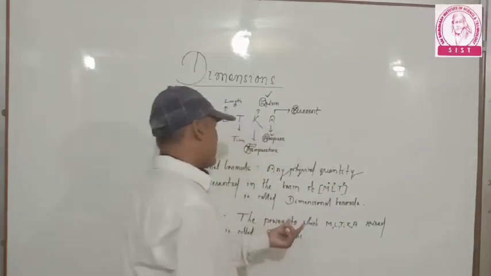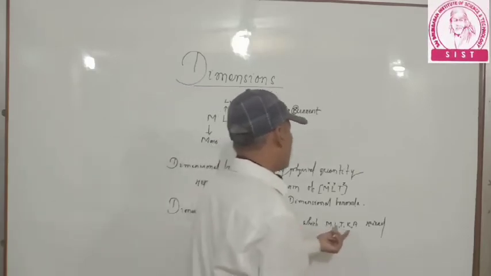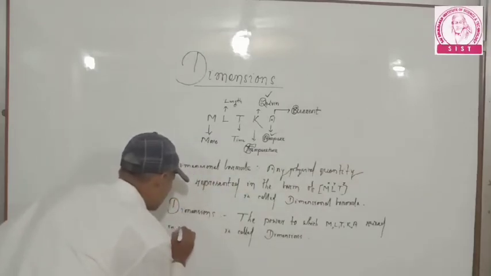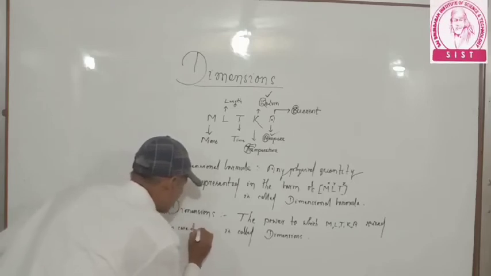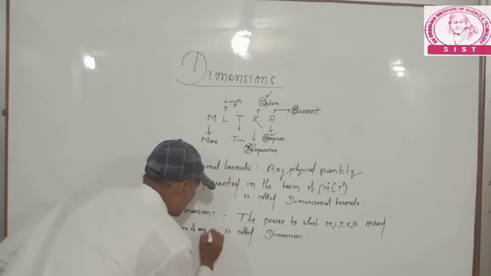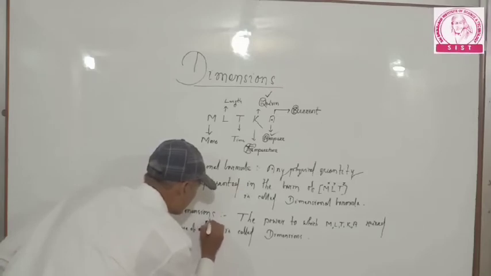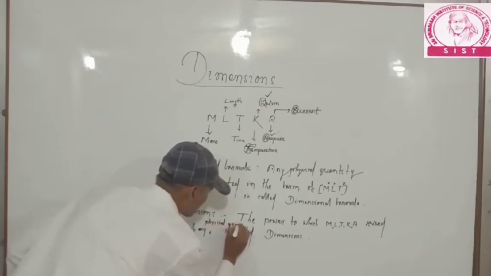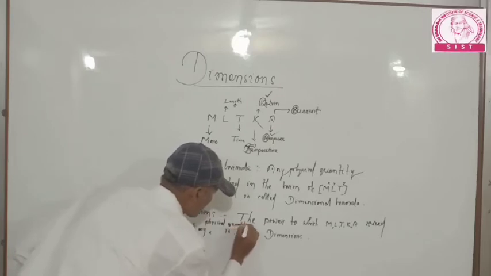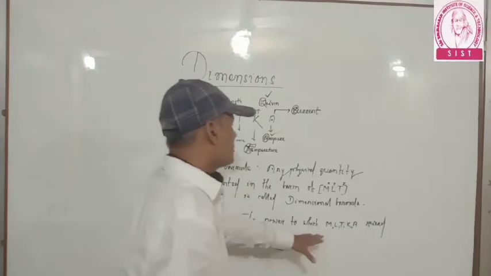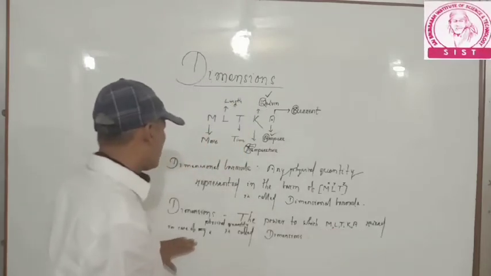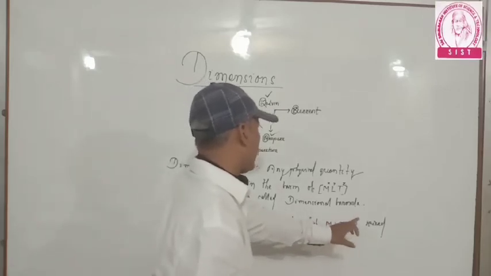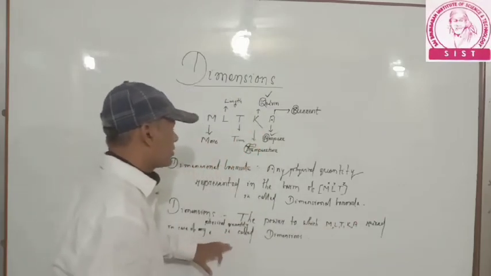The power to which M, L, T, K are raised in case of any physical quantity is called dimensions.